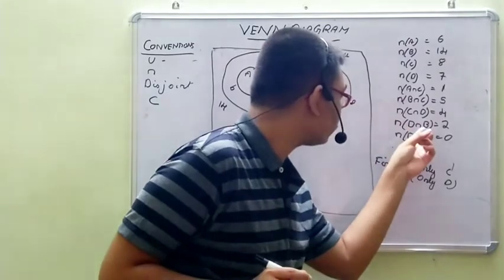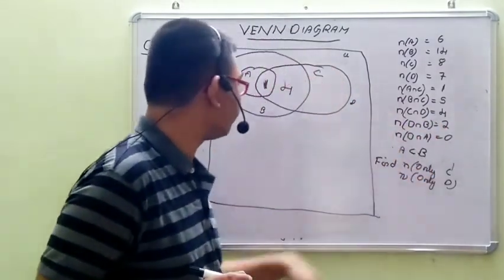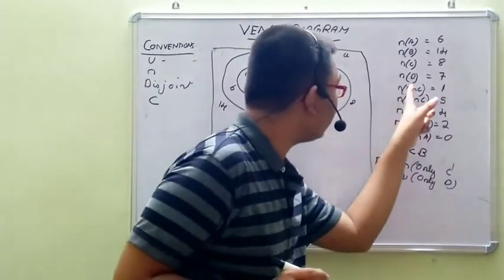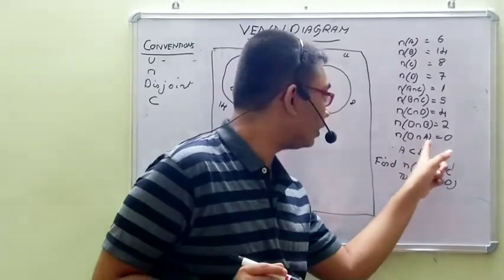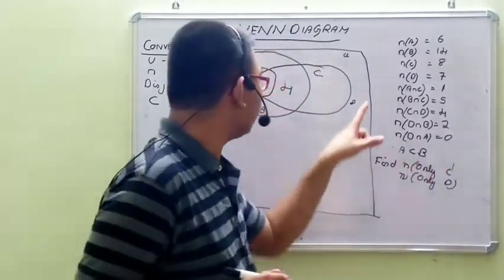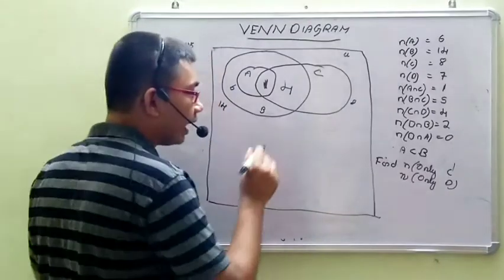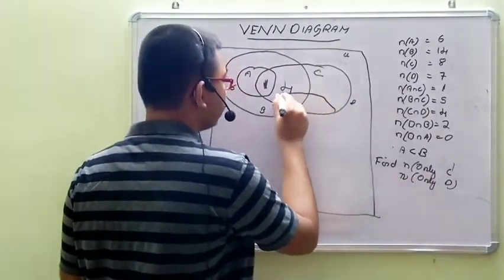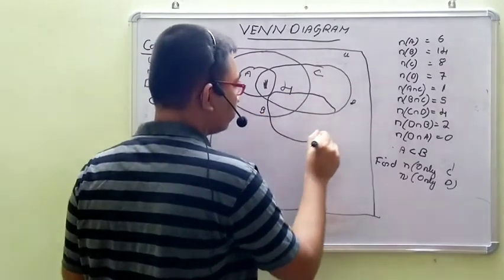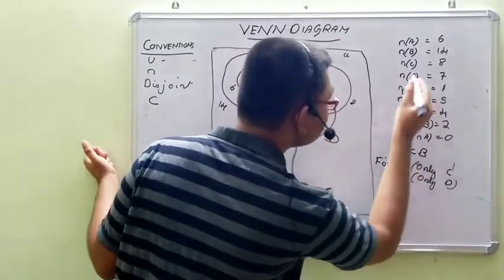Now C intersection D is 4. Okay, and n(D) is 7. And D has nothing common with A. So D can be like this. But D has something common with B and C. So D will be like this. D, and n(D) is 7.